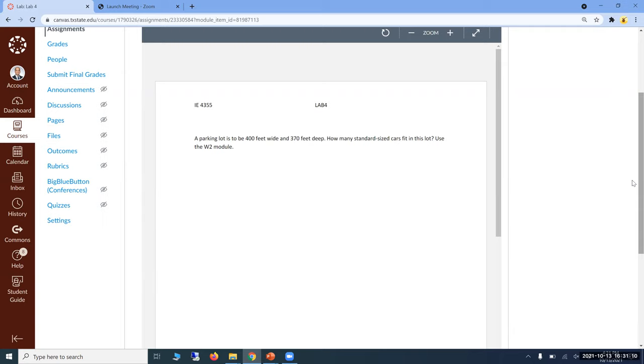I want you to tell me how many cars you can fit in this space with a W2 module. And obviously you have to also include the flow lanes, as we did for the example in class. So if you want to write this down somewhere on a piece of paper, so I can show some of the tables that you will need in case you don't have the information with you. So again, the dimensions are 400 feet wide, 370 feet deep, and you're going to use a W2 module. And the question is how many standard cars you can fit in this space.